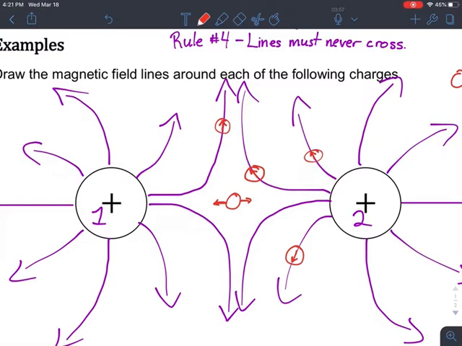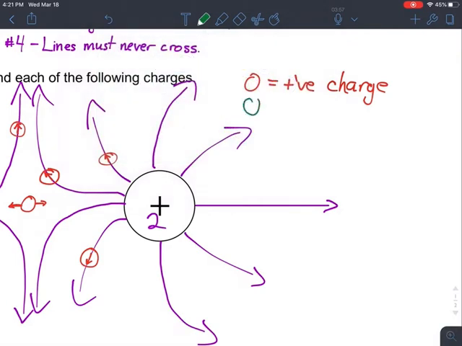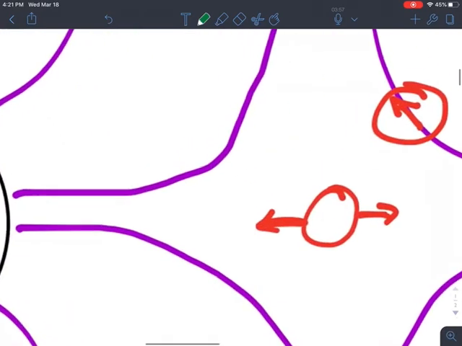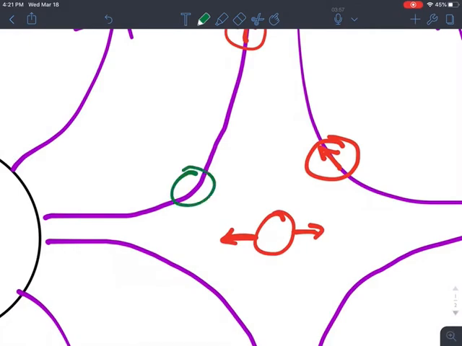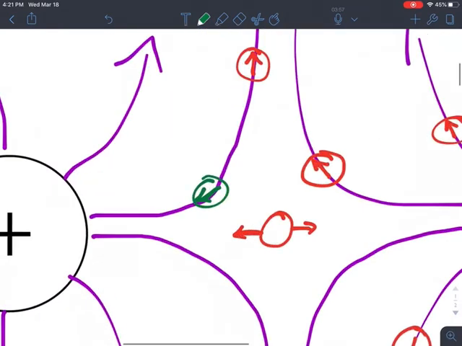Now, what does this mean? What if we put a negative charge? I'll do that in green. If we put a negative charge, which direction would a negative charge feel a force? Say we put a negative charge right here. It would feel a force opposite a positive charge. So you just go the opposite direction. So you could put that anywhere as well.